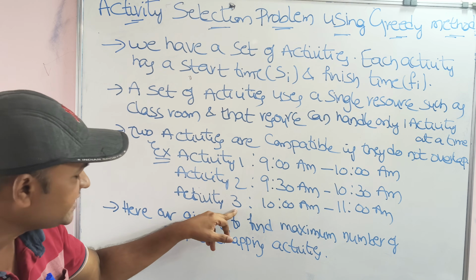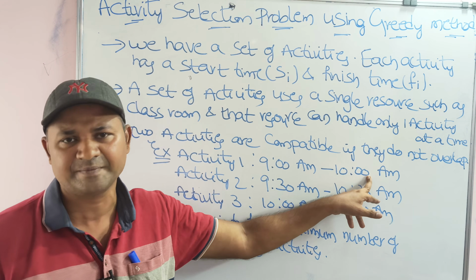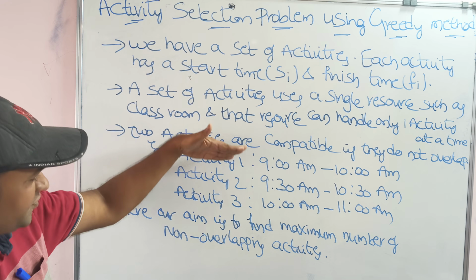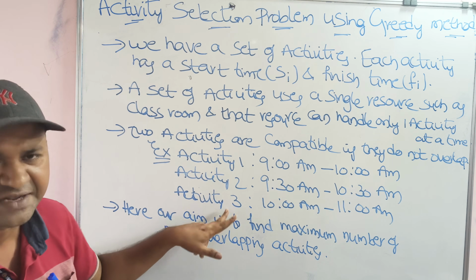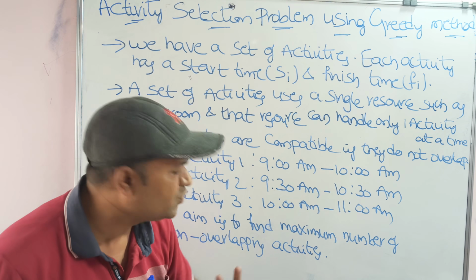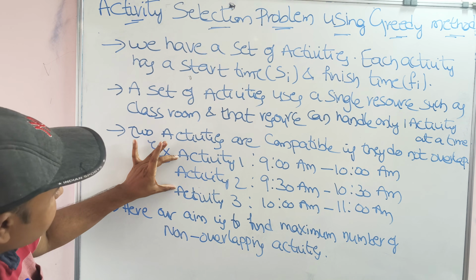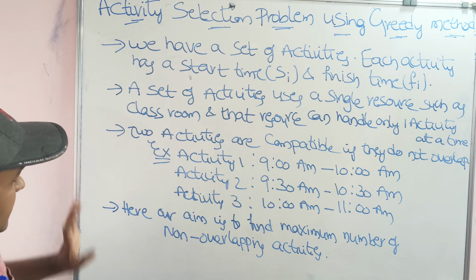Next, activity 3 timings. What is the finish time of activity 1? 10 a.m. Here the start time of activity 3 is 10 a.m. So there is no problem. After the completion of activity 1, we can execute activity 3 from 10 a.m. to 11 a.m. So we can conduct the classwork for activity 1 and activity 3.